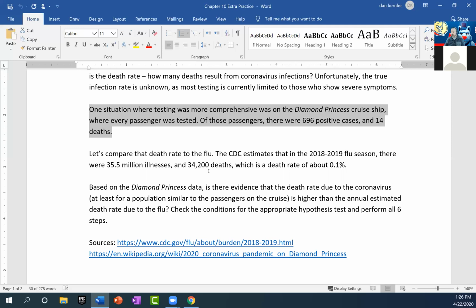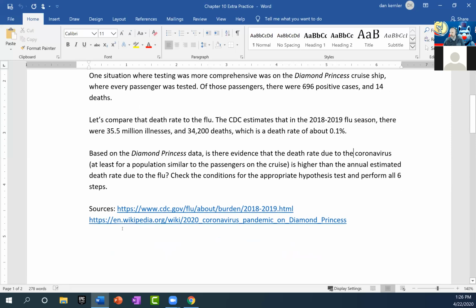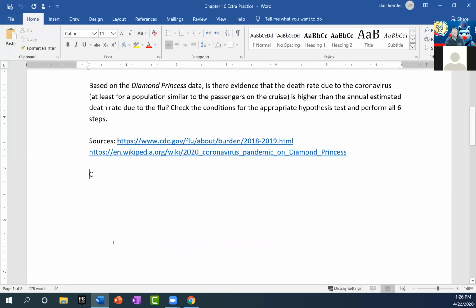So we're going to wonder here, based on the Diamond Princess data, is there evidence that the death rate due to the new coronavirus, I should really call it COVID-19, right? Anyway, is the death rate, at least for populations similar to those that were on the cruise ship, higher than the annual estimated death rate due to the flu? We're going to check the conditions and then perform all 6 steps. So let's do this here. So first, the conditions.